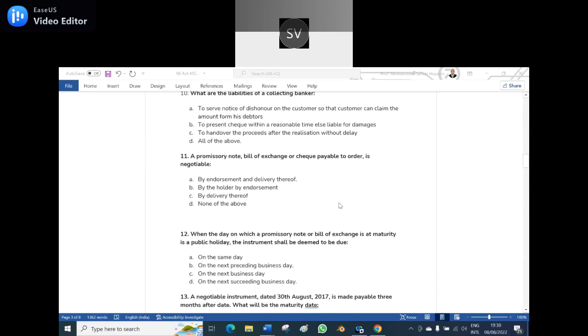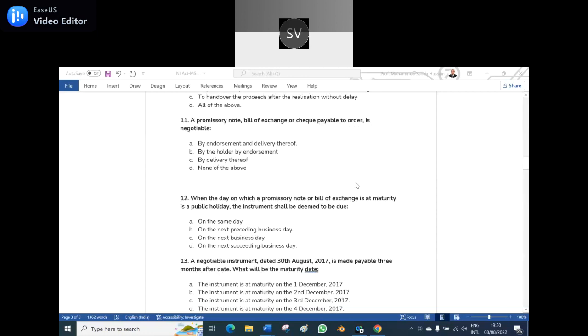11th question, a promissory note, bill of exchange or check payable to order is negotiable. Option A, by endorsement and delivery thereof. Option B, by the holder by endorsement. Option C, by delivery thereof. Option D, none of the above. Option A. Yes, option A is the correct answer, by endorsement and delivery thereof.